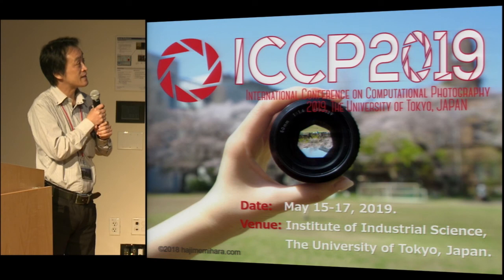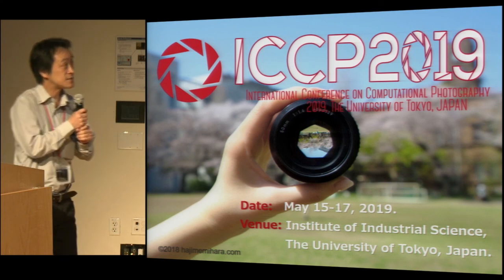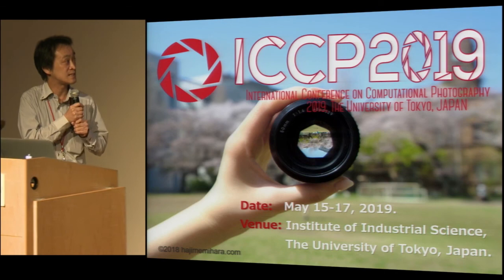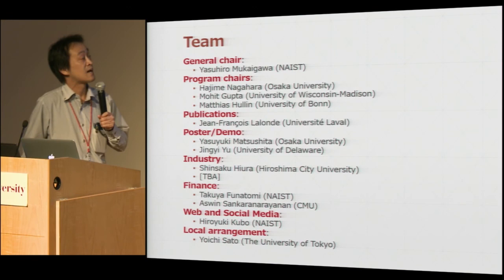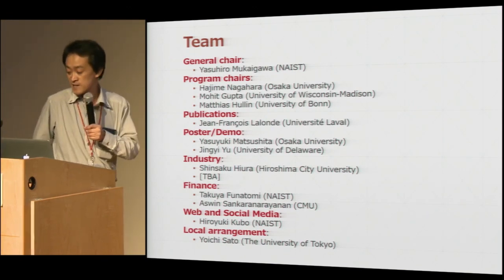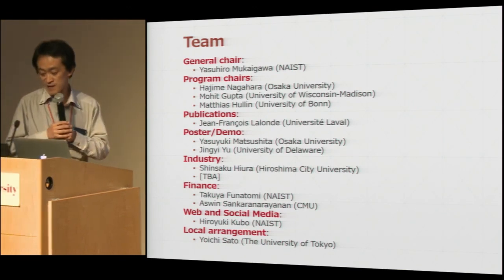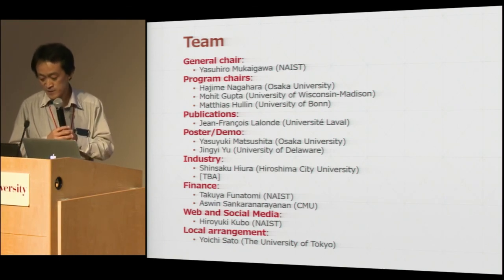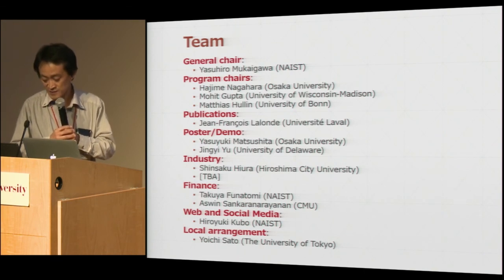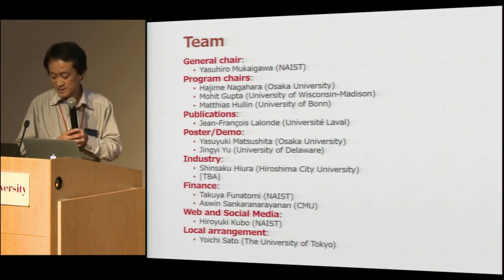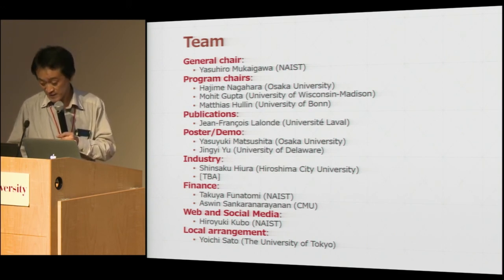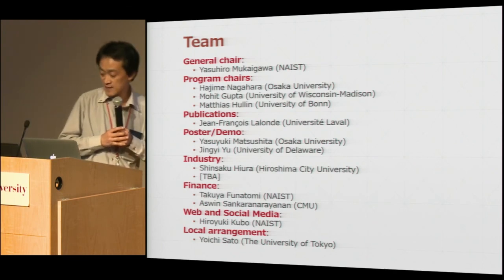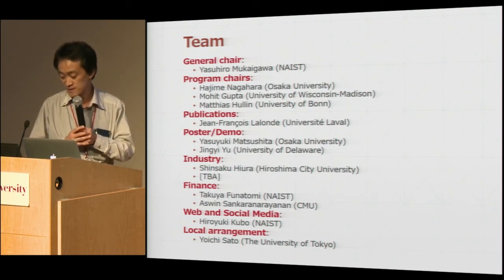It will be May 15 to 17, and the venue is the Institute of Industrial Science at the University of Tokyo in Japan. These are the team members. I will serve as the general chair. The program chairs are Hajime, Mohito, and Matthias. The publication chairs are Jean and Francois, and the poster and demo chairs are Yasuki and Jingi. The industry chair is Shinsaku, and the finance chairs are Takuya and Aswin. The web and social media chair is Hiroyuki, and the local arrangement chair is Yoichi.